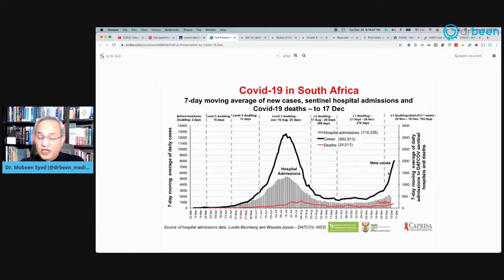But here, what they're trying to say is, here is the second wave starting because of this new variant. And they are saying that this wave, so if you look at the right side of the chart where it says new cases, they're saying this wave is going up faster.